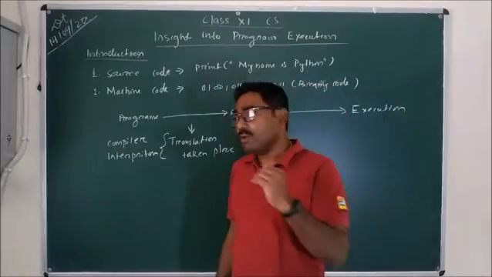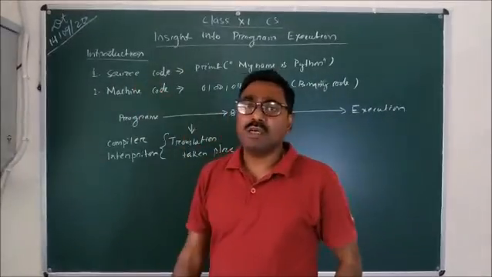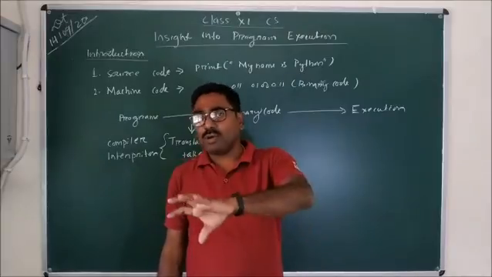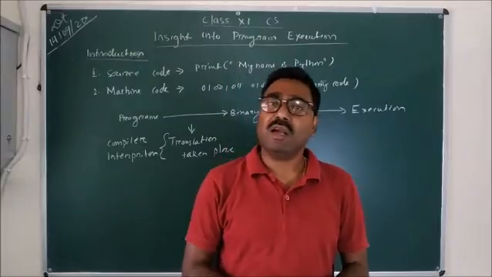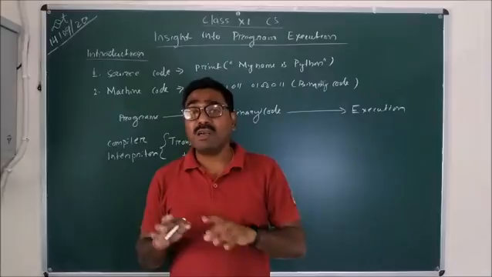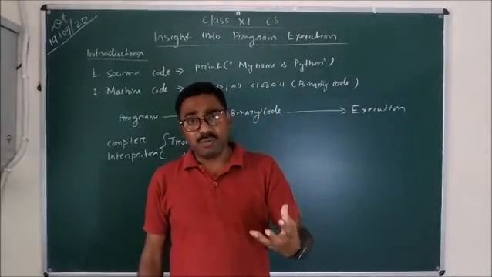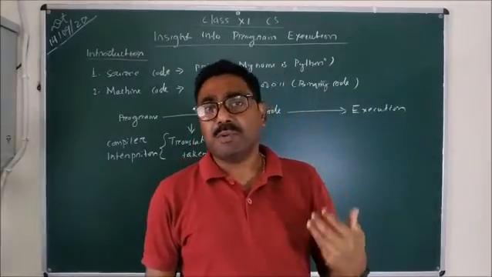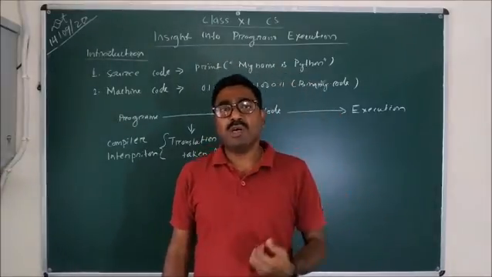Today we'll cover only two things. One is the source code, another is the machine code. The source code is a program written in any high level language. Any kind of high level language, whatever program you are typing in your computer, so that it can be understood by you, the human being or the programmer. That kind of program is known as source code.